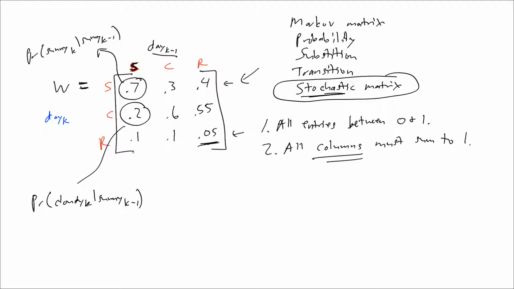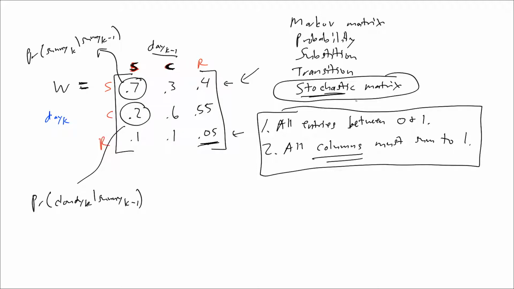But the columns must. And that's because given that it was, say, cloudy on day k minus 1, one and only one thing is going to happen the next day. Not 2 different things, not nothing, but exactly one thing, therefore these must add up to 1, okay? So any matrix where those 2 things are true is called a stochastic matrix, or a transition matrix, or a substitution matrix, or a probability matrix, or a Markov matrix, okay? You may remember from a couple episodes ago the Leslie matrix, okay? Not the same thing, but we also had certain conditions on it, right? We had certain entries that had to be equal to 0 and certain things that had to be between 0 and 1, all that kind of stuff, right?